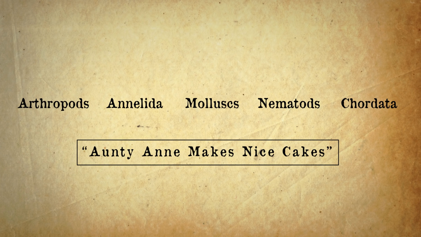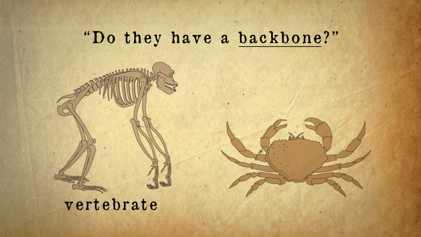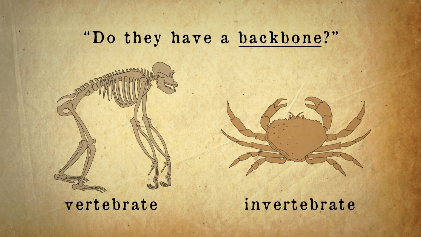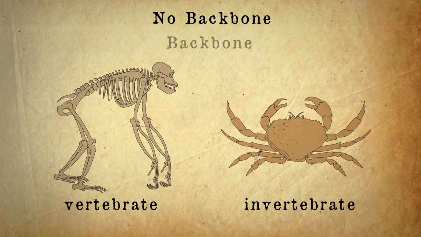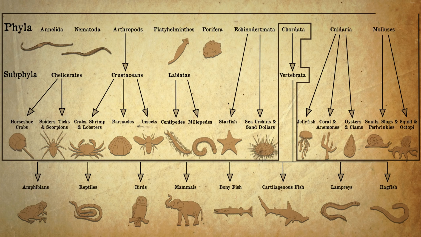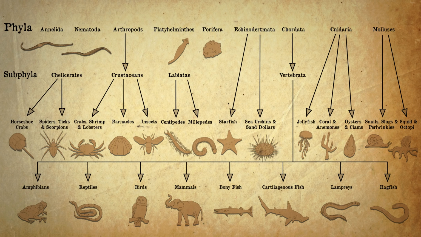AAMNC. A big question to ask is, do they have a backbone? If yes, they are a vertebrate. If no, they are an invertebrate. This can be tricky to remember. I always think of no backbone is longer to say than backbone. So no backbone must be invertebrate, and backbone is just a vertebrate. All of these are invertebrates, and just these here, the chordata, contain all of the vertebrates. Not all chordates are vertebrates, but all vertebrates are chordate.